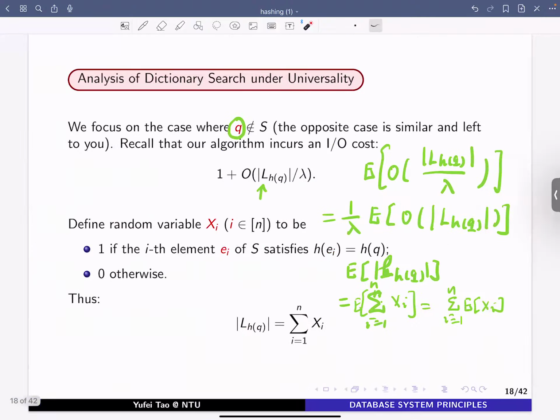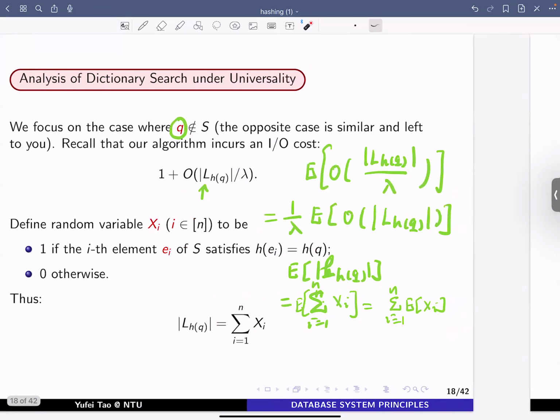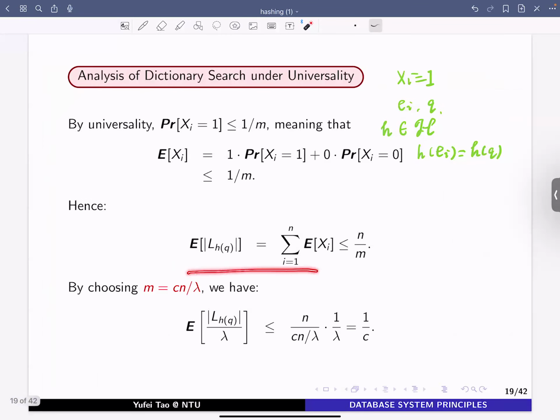So earlier I showed you that if you want to analyze the expectation of this, essentially this is the sum of n expectations, and this is repeated here. So for each one of them, we're able to bound it with 1 over m. So now we can get an upper bound on the sum. So that's n over m.